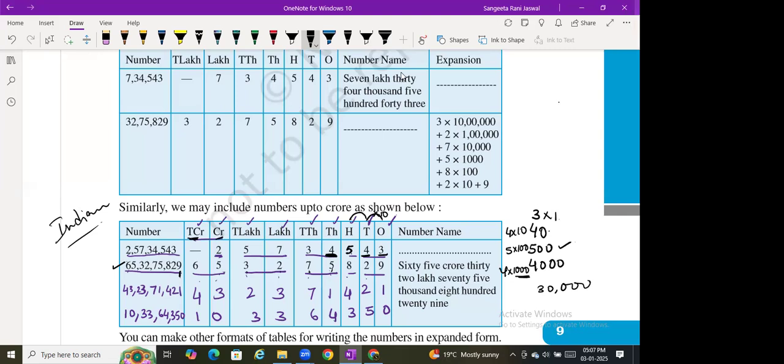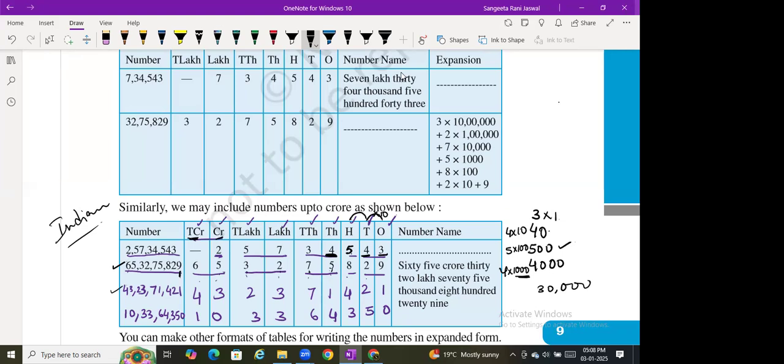And if you are asked to show the expanded form of this, then for 65 crores, you will write 6, and the rest all will be zeros. 5, rest all will be zeros. 3, rest all will be zeros.